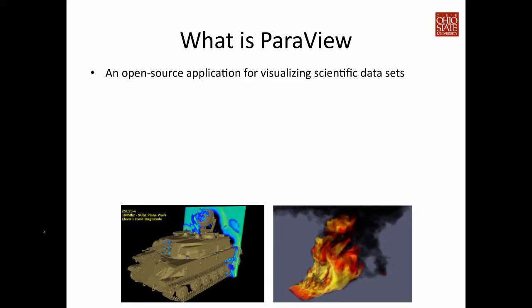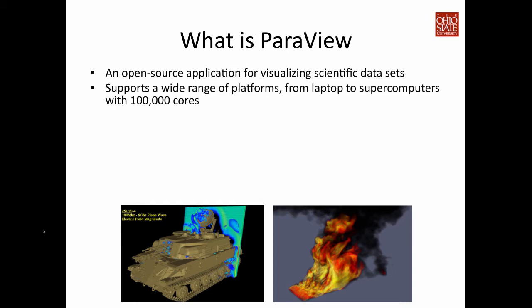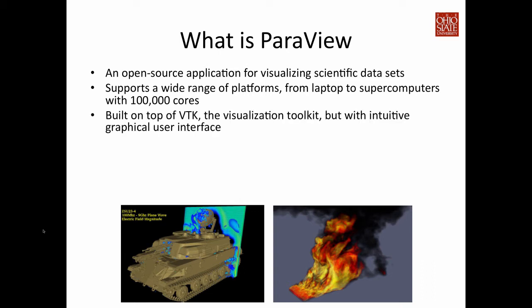So what is ParaView? ParaView is an open source application that's been used widely to visualize large-scale scientific data sets. It can run on a variety of different platforms, for example, your laptop. It can also run on a big supercomputer. ParaView is developed using VTK, the Visualization Toolkit. But unlike VTK, which is a library that requires the user to write C++, Python, or Tcl programs, ParaView provides an intuitive graphical user interface that allows the user to easily look at data without any programming.